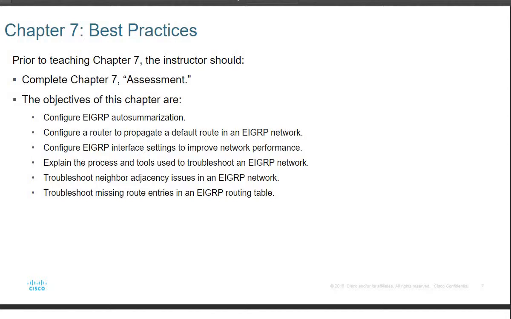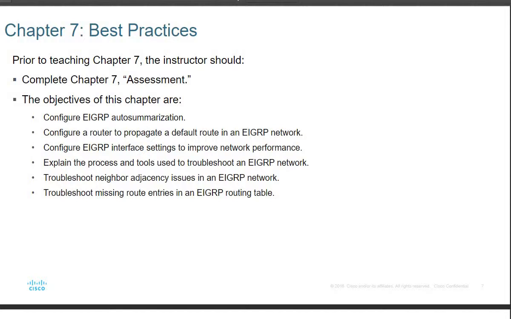Prior to teaching Chapter 7, the instructor should complete the Chapter 7 assessment. The objectives of this chapter are: configure EIGRP autosummarization. Configure a router to propagate a default route in an EIGRP network. Configure EIGRP interface settings to improve network performance.